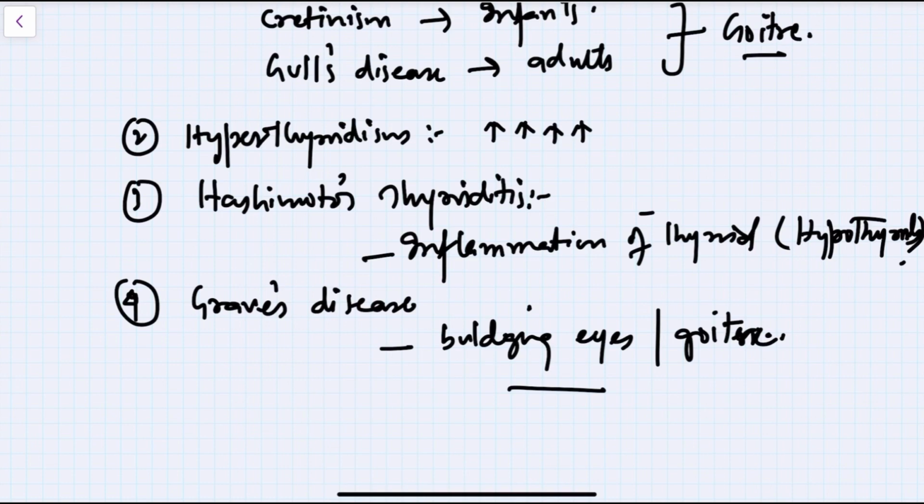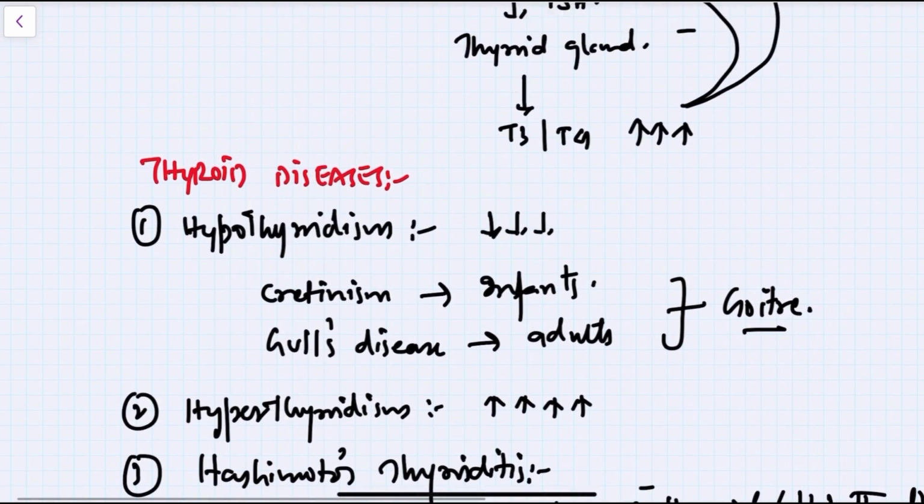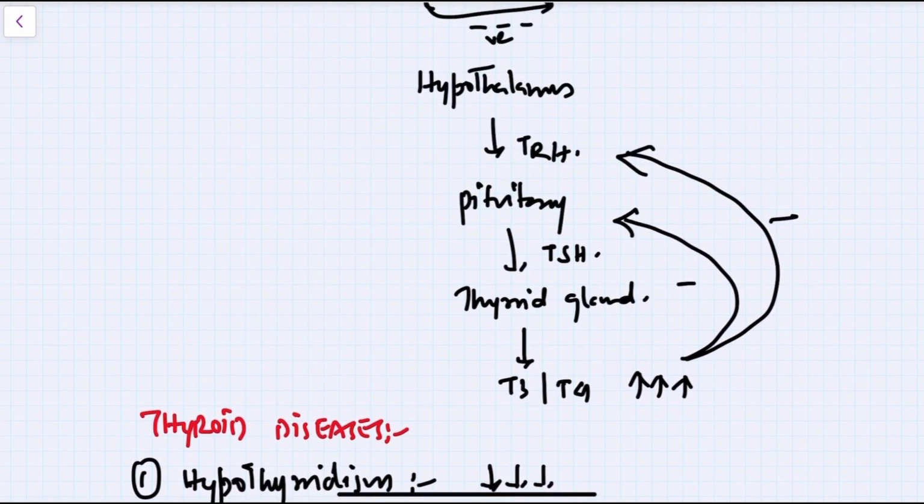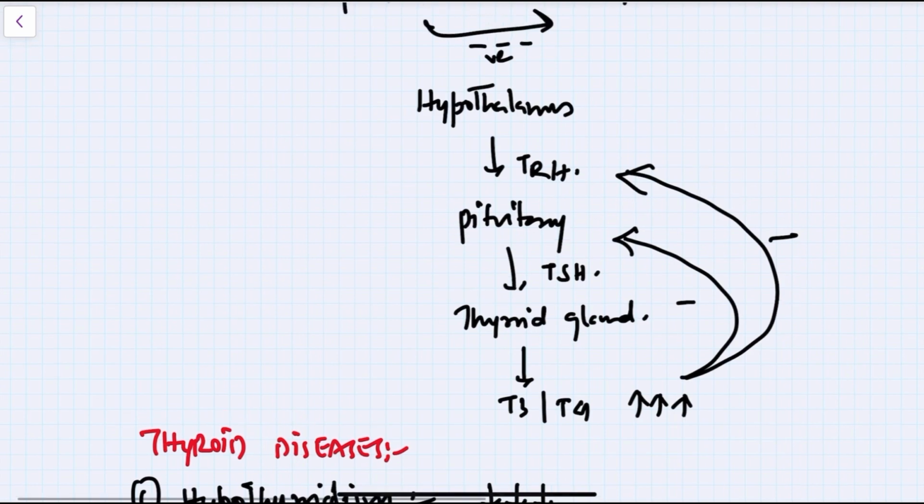So that's all about the thyroid gland. So in conclusion, I can say that the thyroid gland is a vital endocrine organ that produces hormones which are essential for regulating our metabolism, energy levels, and overall health.